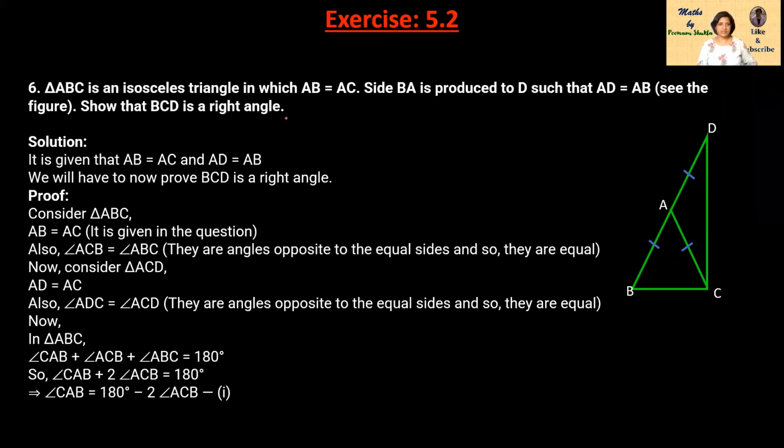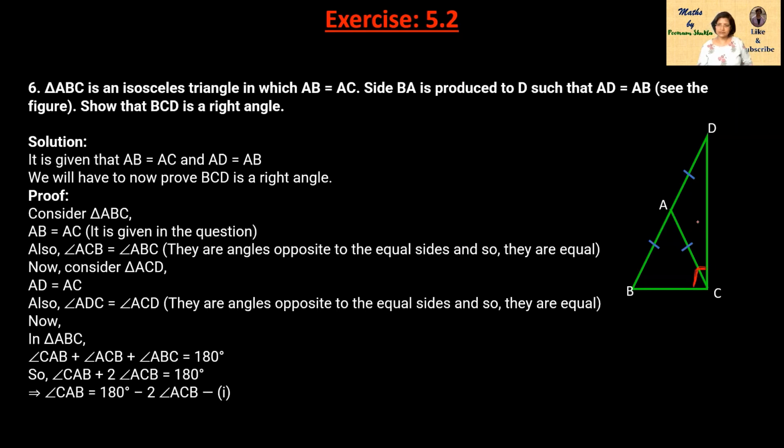In question 6, we can see triangle ABC is an isosceles triangle in which AB equals AC. Side BA is produced to D such that AD equals AB. So these two parts of this line are equal. AB and AD are equal, and in this isosceles triangle AB and AC are equal, right? So here what is given? Given AB equals AC and AB equals AD, and what to prove? We have to prove that angle BCD is a right angle, right?